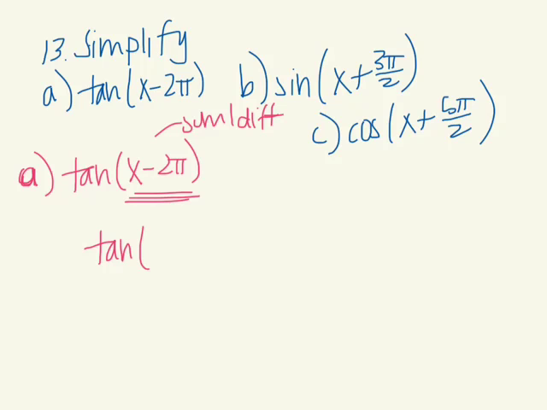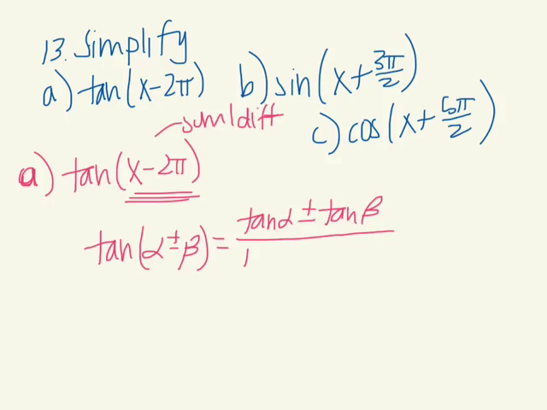and difference formula. So I'm just going to go ahead and copy down the original one, which is alpha plus minus beta is equal to tangent alpha plus minus tangent beta, all divided by 1 minus plus tangent alpha times tangent beta.